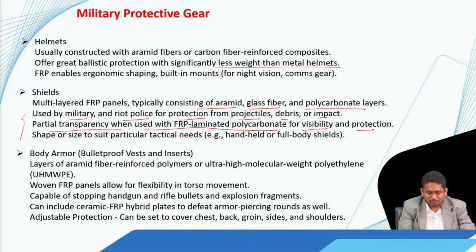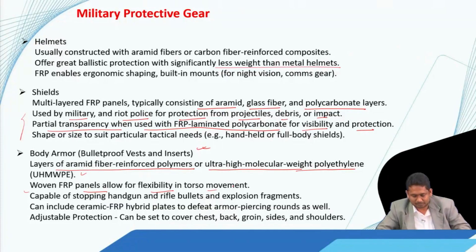Body armors also have great use of composites, such as bulletproof vests and inserts. Layers of aramid fiber reinforced polymers and ultra high molecular weight polyethylene are used here. Woven FRP panels allow for flexibility in torso movement. So we can see that when we design this protective gear, it has to be light in weight, it has to give enough protection, and at the same time it should be comfortable when we wear it. The design is challenging here, but with the help of composites that can be done.